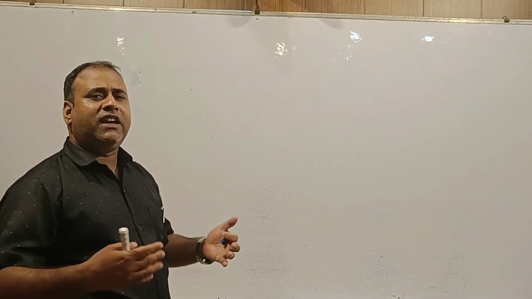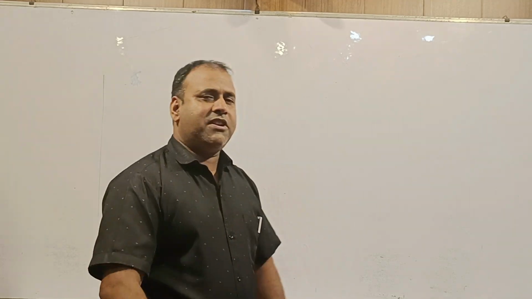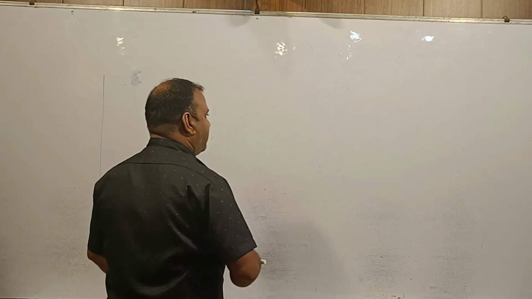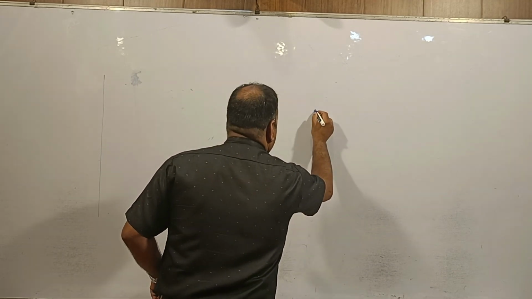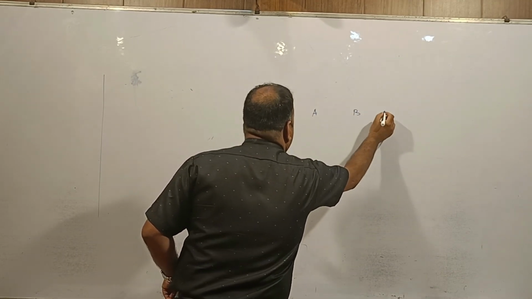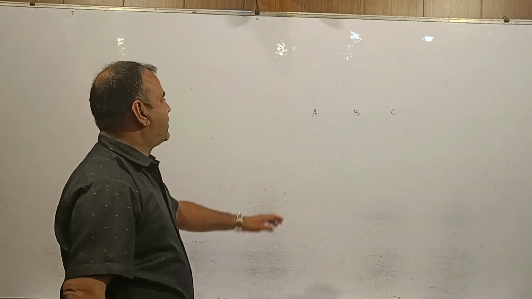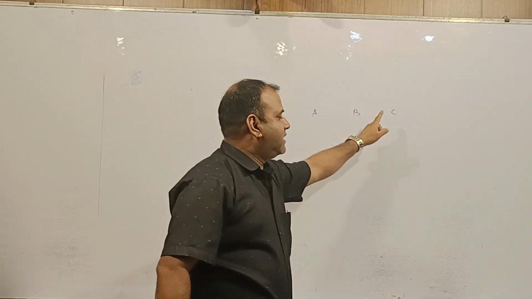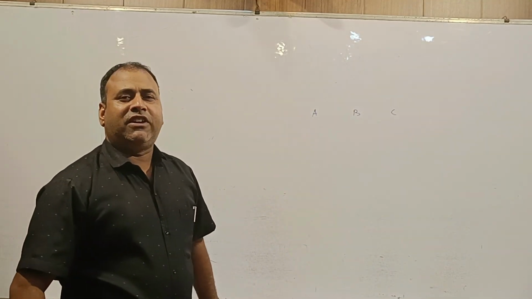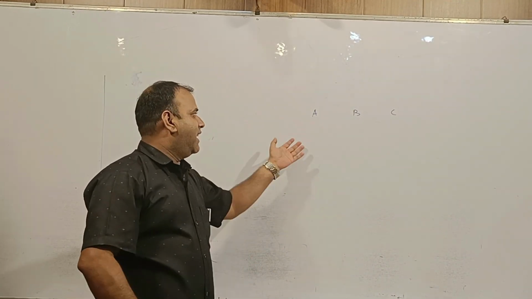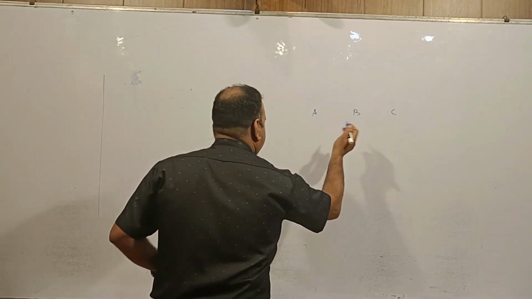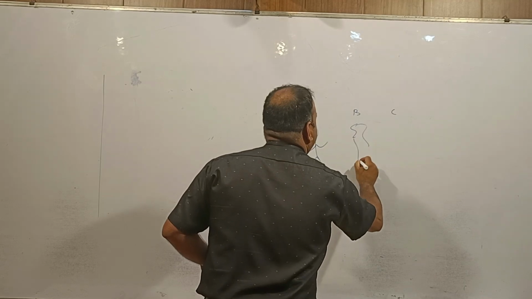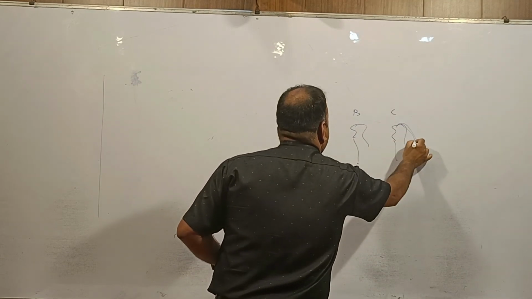So how can we introduce differentiation? Dear students, I am giving three examples: A, B, C. Suppose A is one girl, B is one girl, and C is also one girl. Can you tell me which one you like? A, B, or C? Suppose I am drawing like this. You can see three girls. I have drawn them like this.